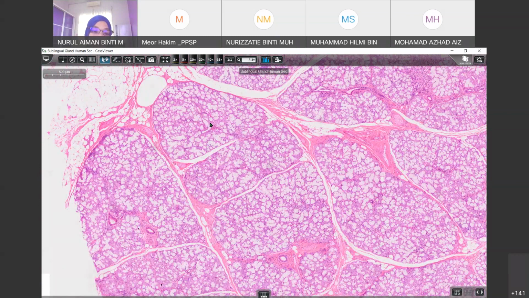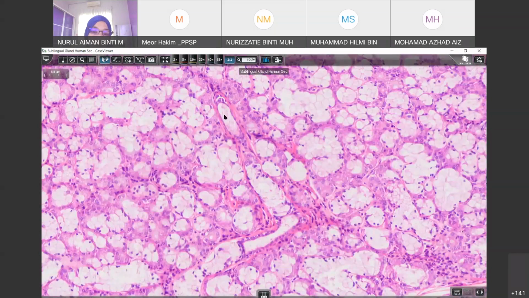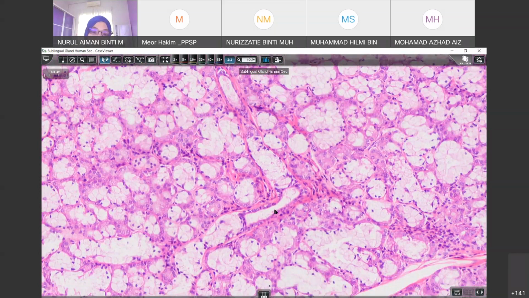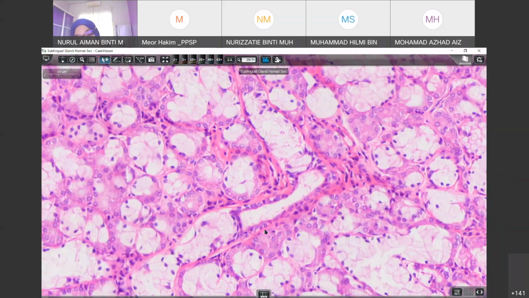Sometimes when you find something, you just focus directly on it. So this is part of the ductal portion, if I'm not mistaken. You can see the ductal portion branching. This one is actually part of the cut section of the inferior part. This part of the ductal portion is lined by simple or stratified cuboidal epithelium. Some parts are simple cuboidal, some parts stratified cuboidal.